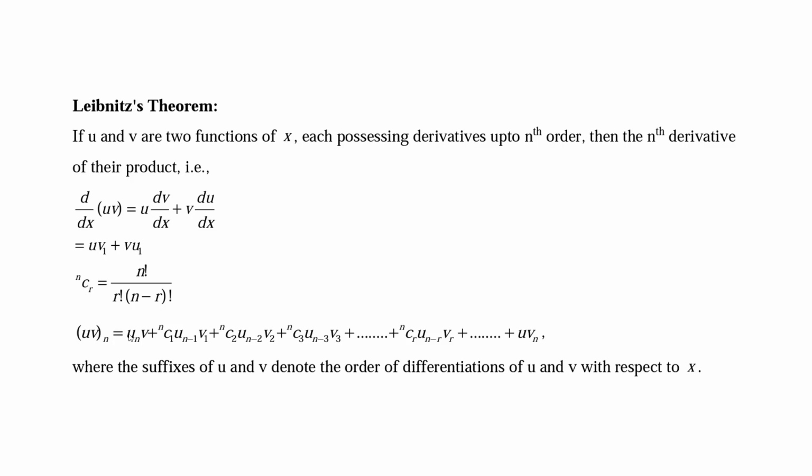First we have to find un and v, and then write nC1, then un minus 1, then v1, then nC2 un minus 2, v2, nC3 un minus 3, v3. We have to write this way as long as we don't get any zero, because if we get 0, that part won't give us any result. And last we have to write u, vn.